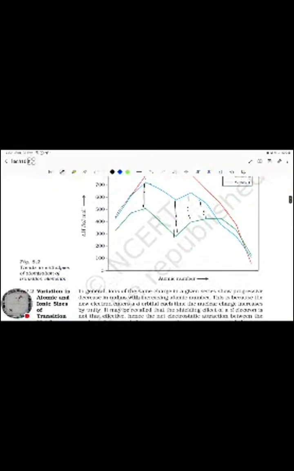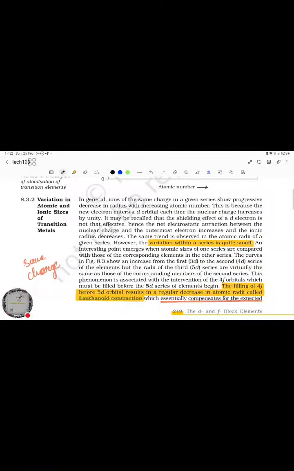Comparison shows that the heavy transition elements have higher values. Moving down, variation in atomic and ionic sizes: with increasing atomic number, the value of the radius decreases, they say.